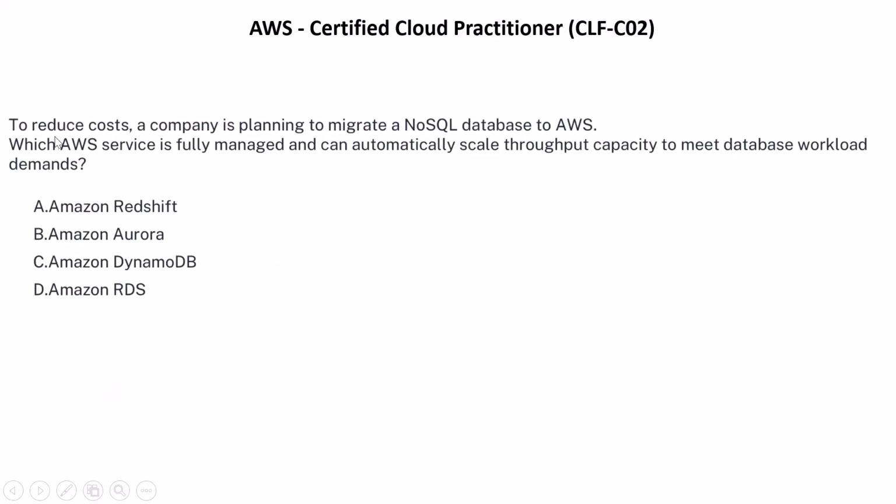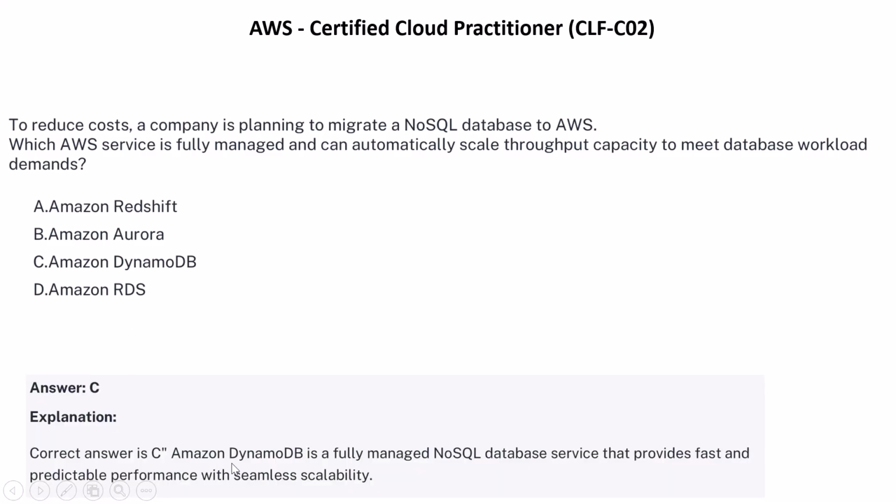Next question. To reduce costs, a company is planning to migrate a NoSQL database to AWS. Which AWS service is fully managed and can automatically scale throughput capacity to meet database workload demands? The options are option A, Amazon Redshift. Option B, Amazon Aurora. Option C, Amazon DynamoDB. Option D, Amazon RDS. The correct answer is option C, Amazon DynamoDB. Amazon DynamoDB is a fully managed NoSQL database service that provides fast and predictable performance with seamless scalability.